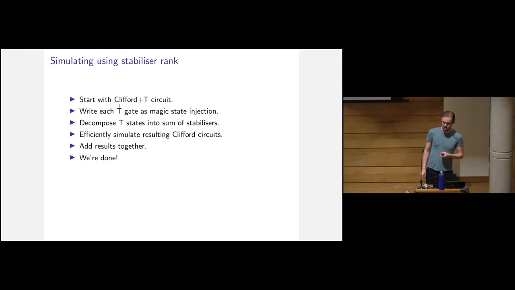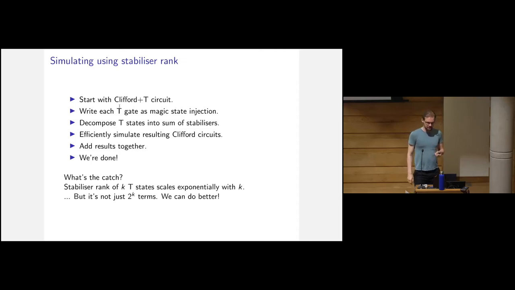Now we start with a Clifford+T circuit. Clifford+T is approximately universal, so we can always do this. Then we write each T gate as a magic state injection, so we can take all the non-Clifford stuff and put it at the beginning of the circuit. And then we decompose the T states into sums of stabilizer states, which means that now we get a sum of Clifford circuits. Now, each of these Clifford circuits can be efficiently classically simulated. We add the results together, and then we're done. Obviously, with some caveats, but we're done.